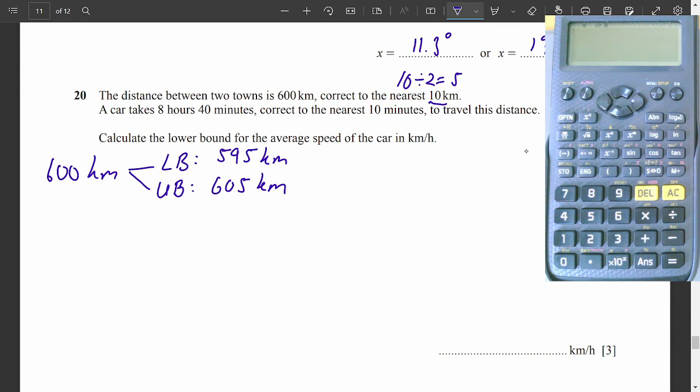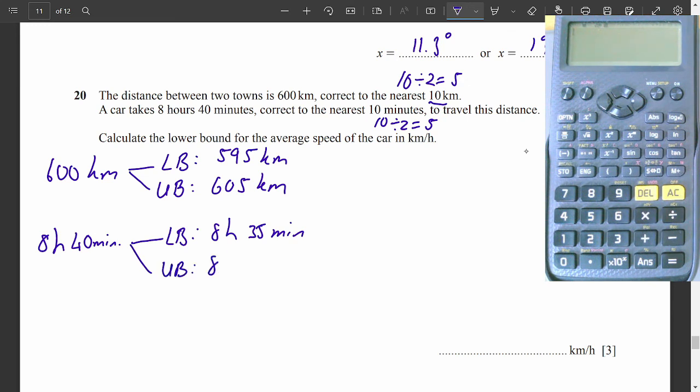Next one, then we got 8 hours 40 minutes, correct to the nearest 10 minutes. Again, we take this 10 minutes, we divide it by 2, we're going to add and subtract 5 minutes to that time. So for 8 hours 40 minutes, the lower bound would be 8 hours 35 minutes, subtracting 5 minutes. Okay, and the upper bound will be 8 hours 45 minutes.